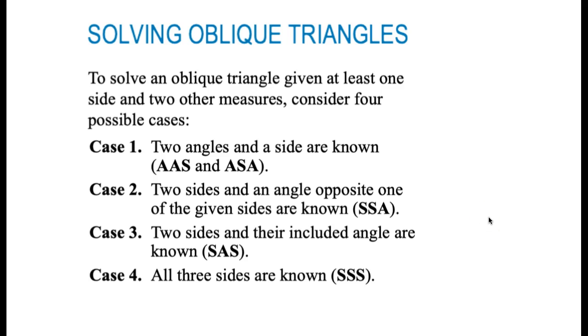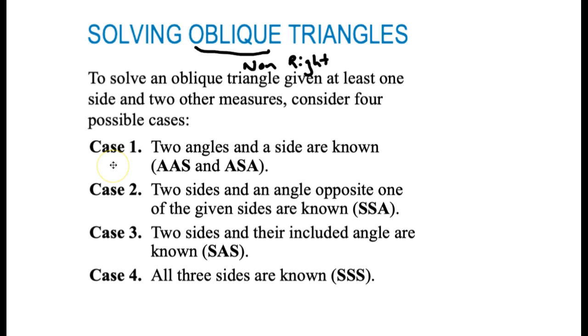In the first two sections of chapter 7 here, we are going to talk about solving oblique triangles. Now, oblique just means not a right triangle. All right, so there are 4 cases that we're going to look at. Now, in this lecture, we're only going to look at the first case.